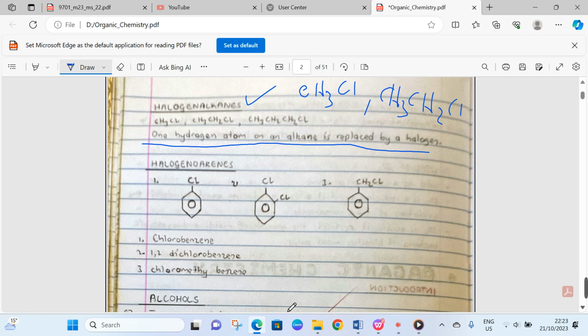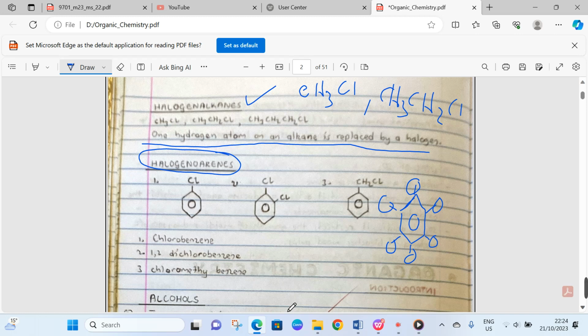Now let's talk about halogenoarenes, right? Like we said, here's our benzene. I shall do a separate video on this one. Though not shown, there's a hydrogen atom here, here, here, here, here, and here. The hydrogen atoms. So one of those hydrogen atoms can be replaced by a halogen to form a halogenoarene.